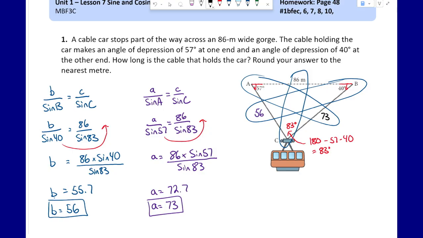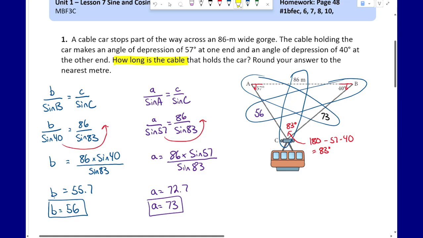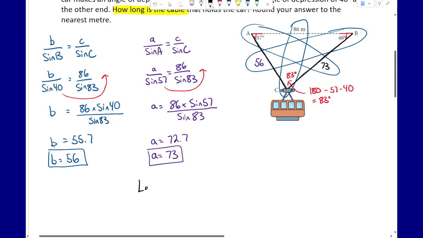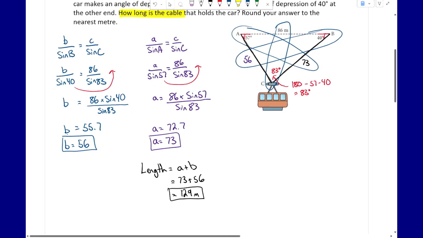And the question is still looking for, we're not done yet, how long is the cable? So I need to figure out the entire length of the cable. So I need to figure out this length and add them together. I do have those two values already. So we can say that the length is equal to, you can say A plus B if you want to be technical, 73 plus 56. And we should have 129 meters. So the length of the cable that's holding this car is 129 meters.